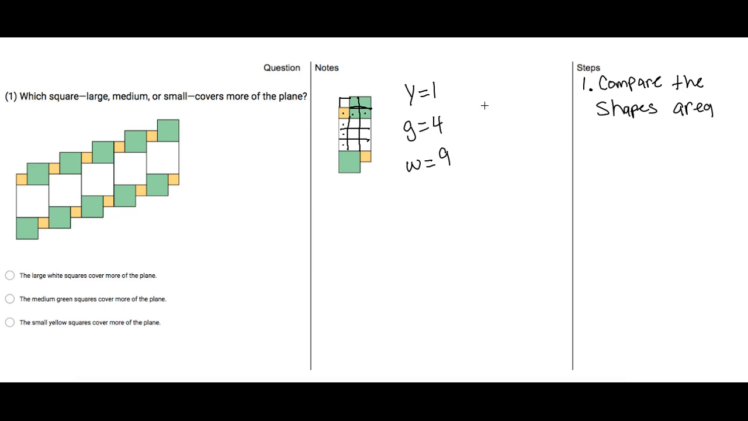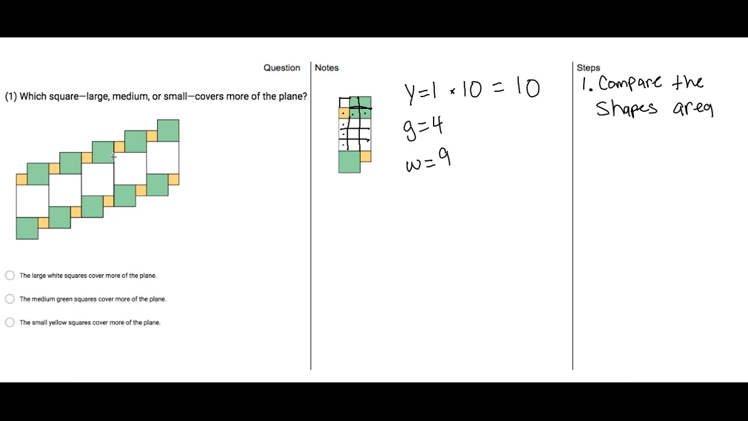So then what we have to do, since we now know that, okay, a yellow square we're going to say is 1, then a green is 4 units squared, and then our white is going to be 9 units. So what we can do here is then we can say, okay, how many yellow squares do we have? We have 1, 2, 3, 4, 5, 6, 7, 8, 9, 10. So then what we can do is we can say, all right, 1 times 10, because we know that there are 10 of them, that's going to be 10 units of area that is covered.